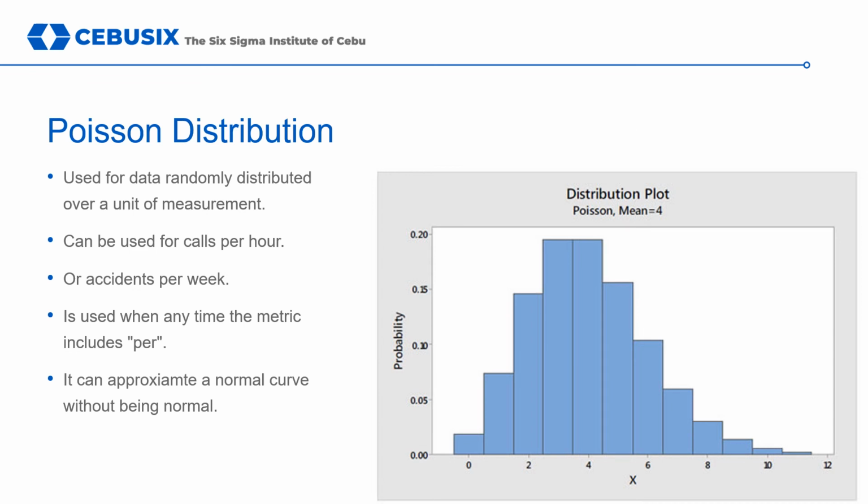The Poisson distribution is often used when dealing with data that is distributed randomly within time, distance, or other unit of measurement. For example, the distribution might be relevant when dealing with calls per hour in a call center, traffic accidents per week on a specific block or street, or the number of defects in a batch. In fact, the word per in a metric is a good indication that the Poisson distribution might be useful.